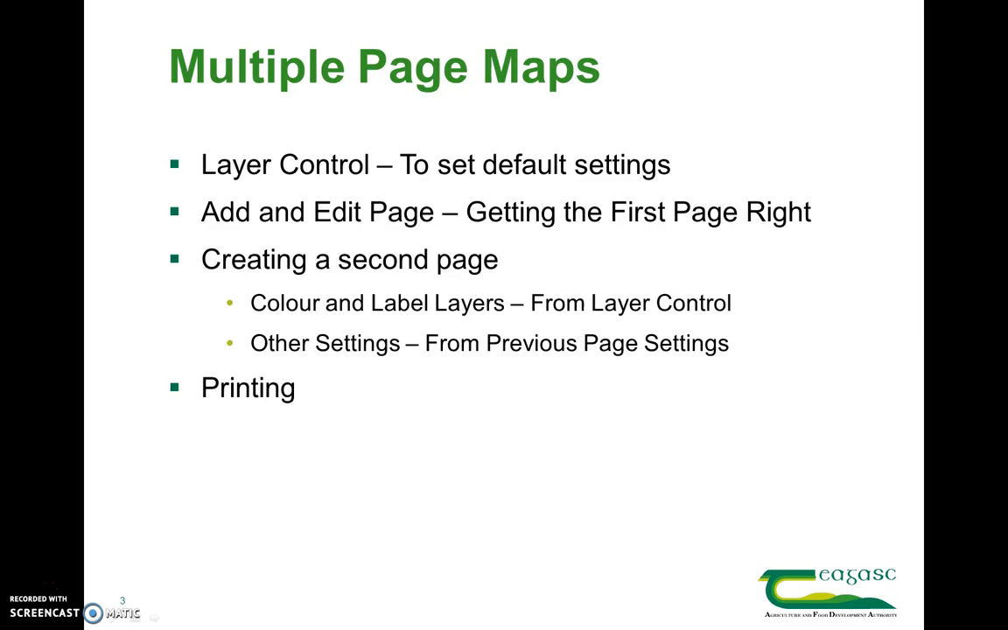The color and label layers come from the layer control, but other settings such as the page title, page size, and resolution come from previous page settings. We will look at the creation of those second and subsequent pages, and finally we look at combining all the pages that have been created into a single print.